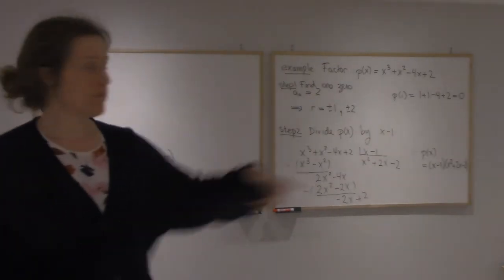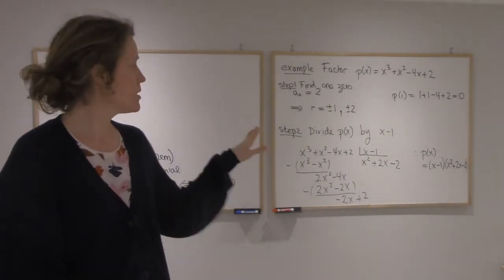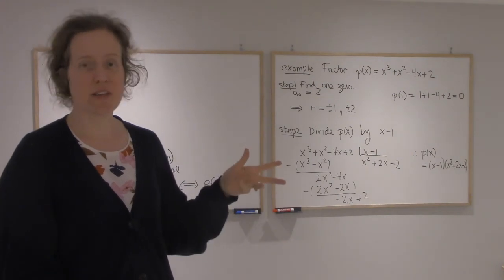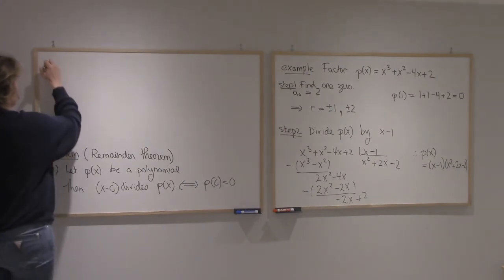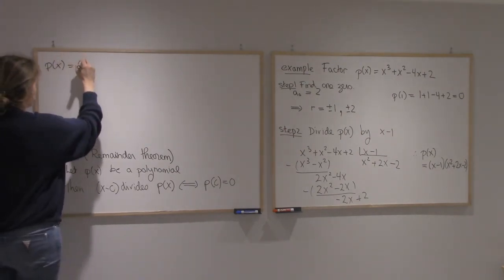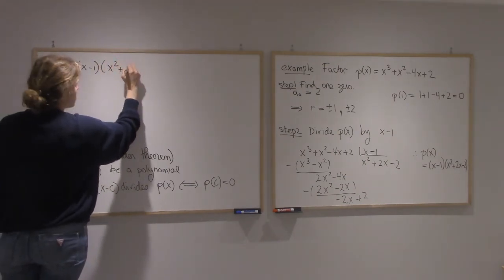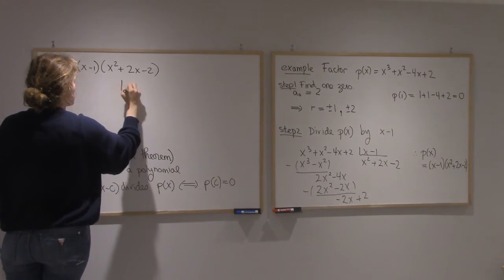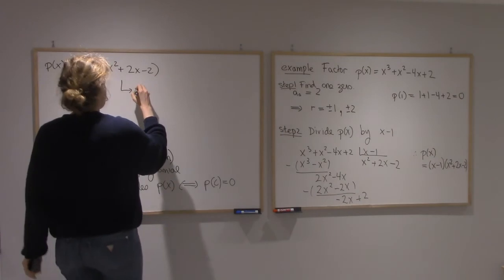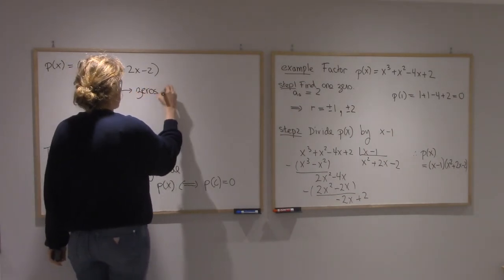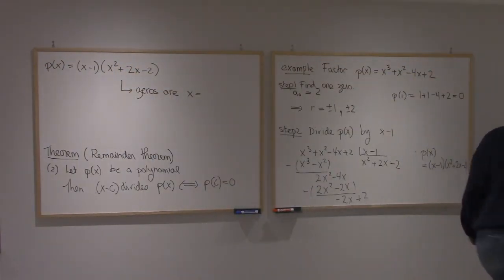Now I need to find other factors. I need to find how x squared plus 2x minus 2 factors. It doesn't factor over the integers, so it's not obvious. But what I'll do is use the quadratic formula to find the zeros. I've already found them, so let me just use them.